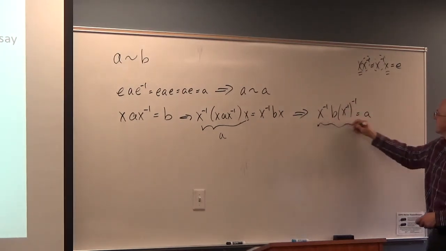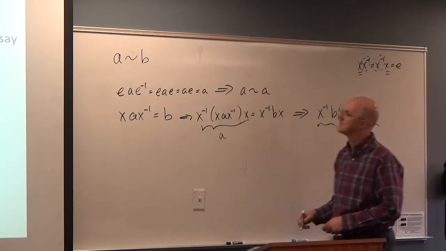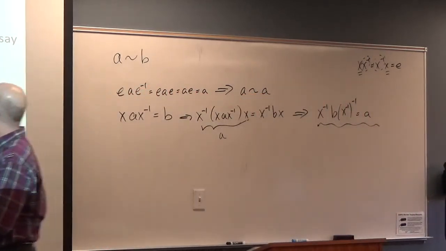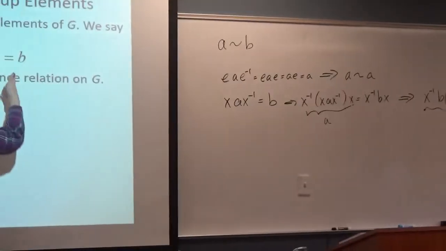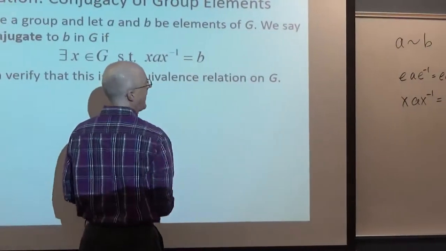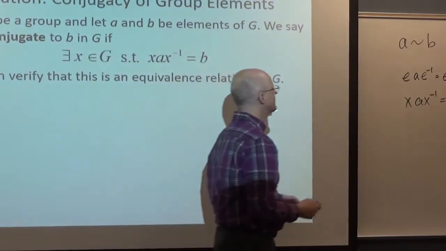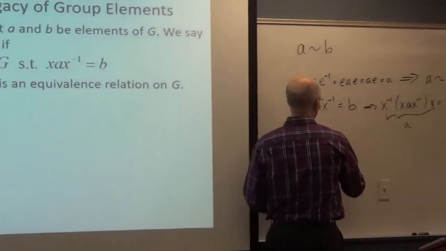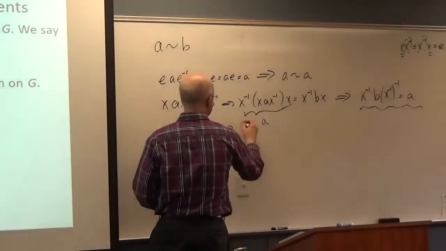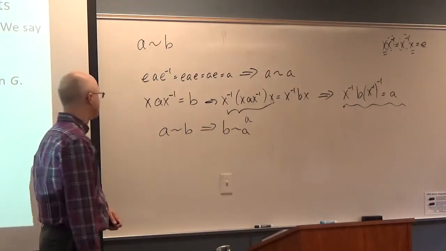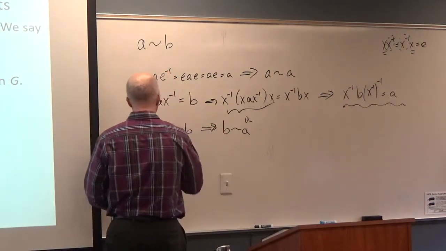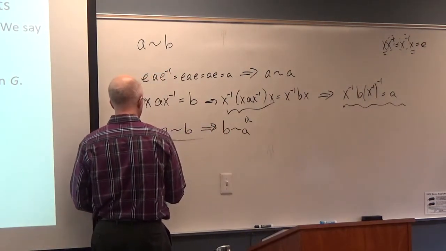And now this is in the form of something times B in this case, times the inverse of the something, equaling A in this case. So therefore, A being conjugate to B implies B is conjugate to A. The symmetric property holds. Finally, the transitive property.